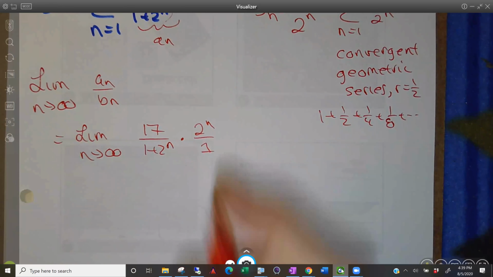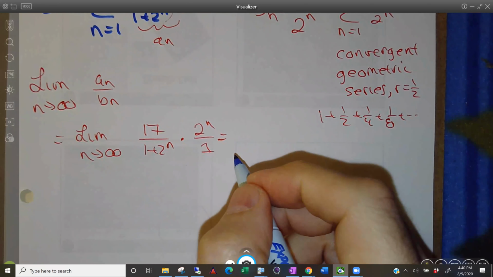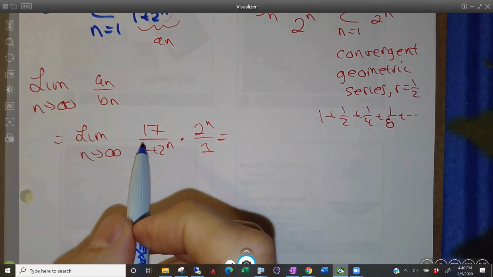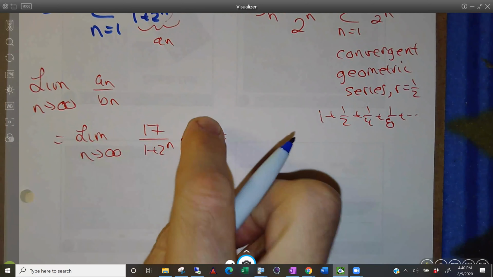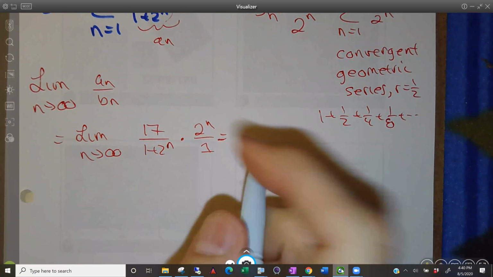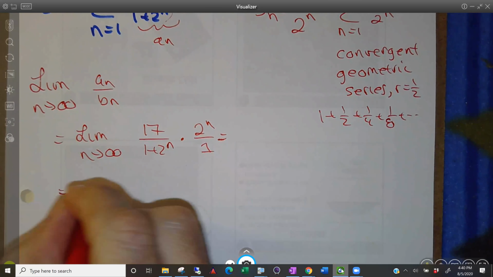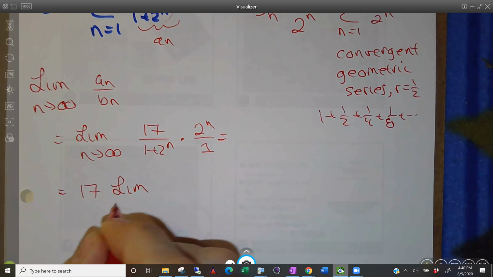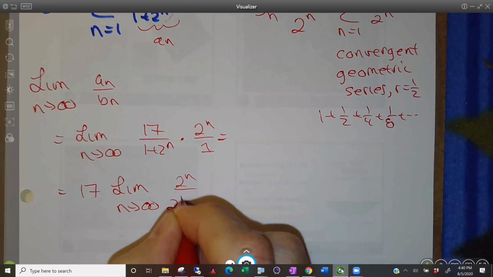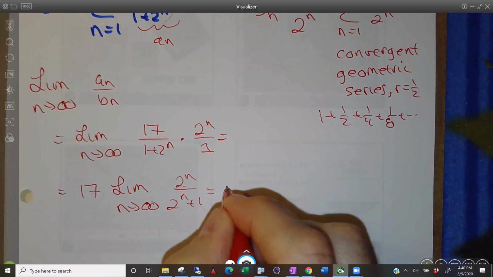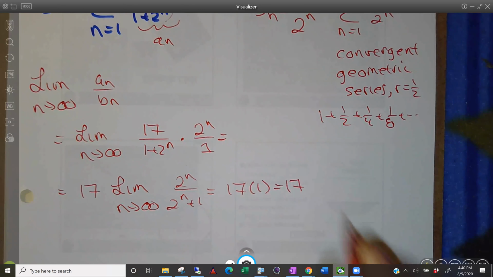And interestingly enough, in this case, because of the way we chose b sub n, can anyone tell me what we're going to end up with? You can kind of bring the 17 out in front. What you'll be left with is 2 to the n over 1 plus 2 to the n. So it should just be 1. Yeah. So I'll end up with 17 times 1, or 17.